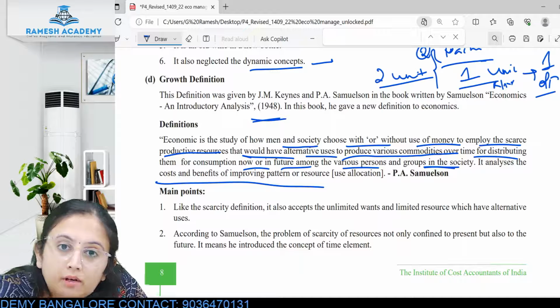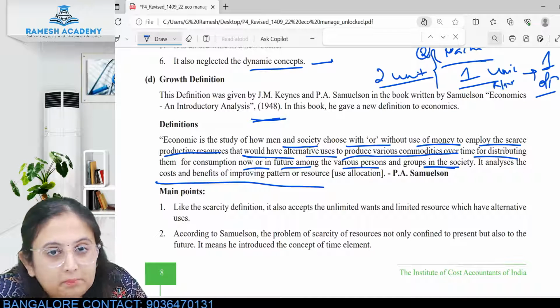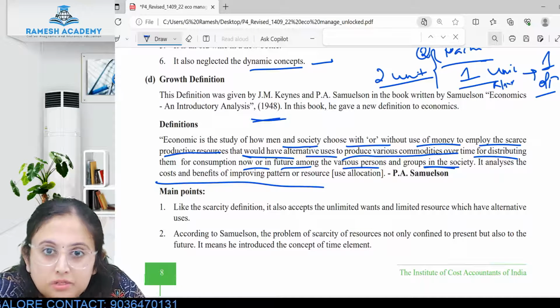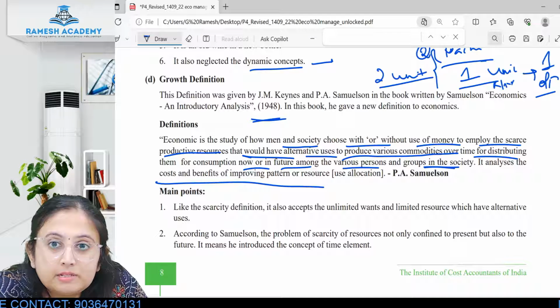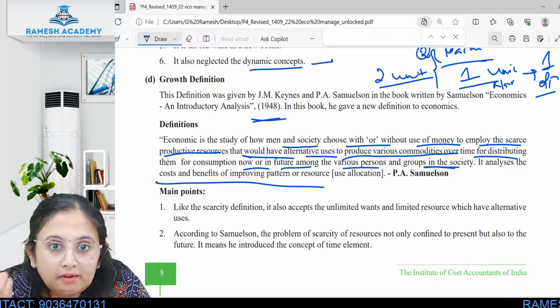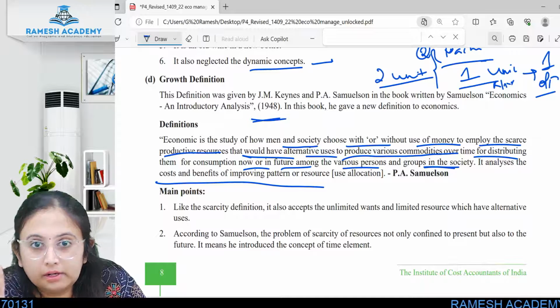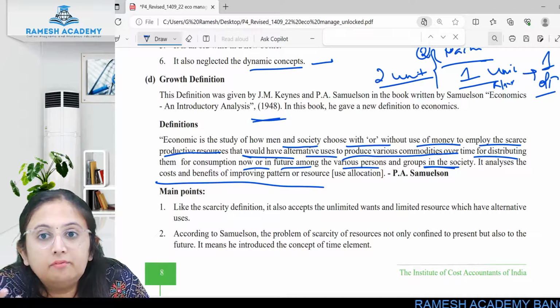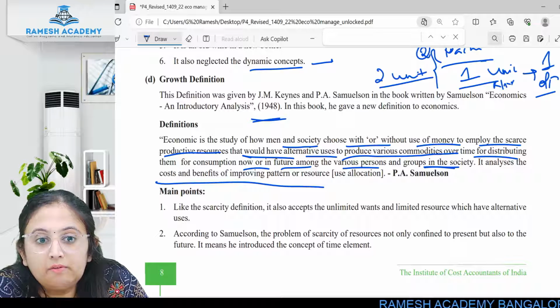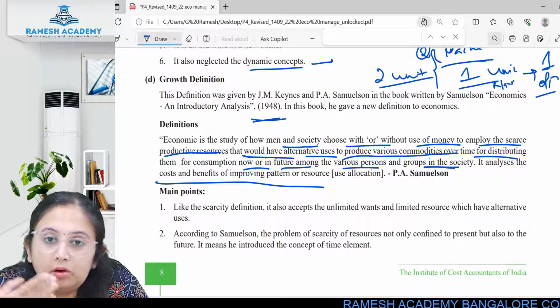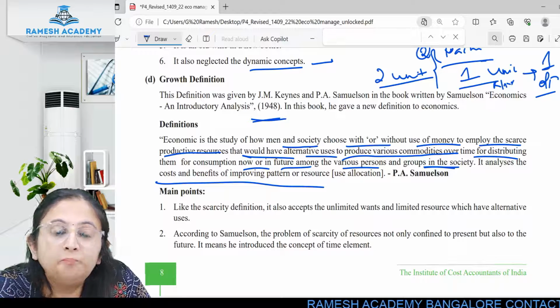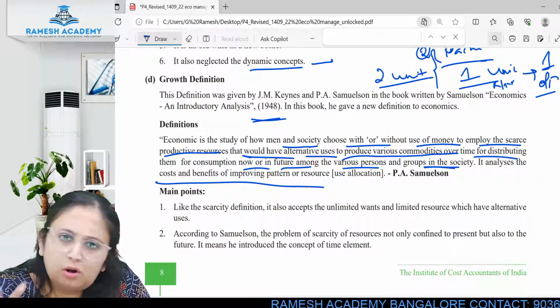Maybe water you have consumed by paying money or by not paying money. That is not the point here, or that is not the question here. Samuelson says, we know we have limited resources and we know that those resources have alternative uses. We also know that our wants are unlimited. And if we consume by paying money or not paying money, that's okay.